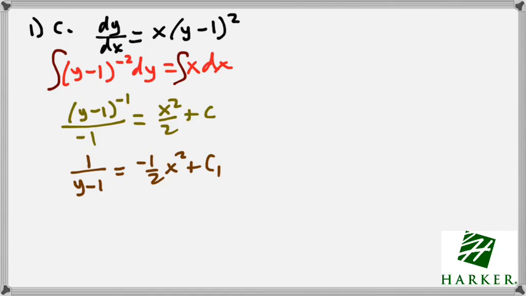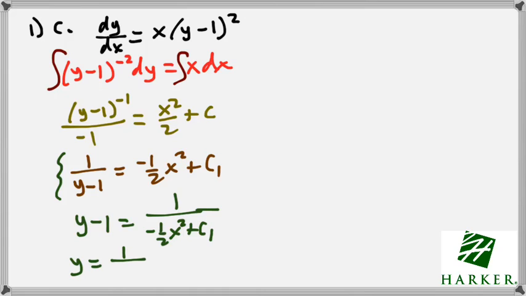But when I take the reciprocal of this side right here, I get y minus 1. When I take the reciprocal of the other side, I don't get negative 2 over x squared plus a new constant. That's ridiculous. That doesn't even make any sense. What I get is 1 over (negative 1/2 x squared plus c1). And then all I have to do is add 1 to both sides. So y equals 1 over (negative 1/2 x squared plus c1) plus 1. It wasn't that hard. Okay?